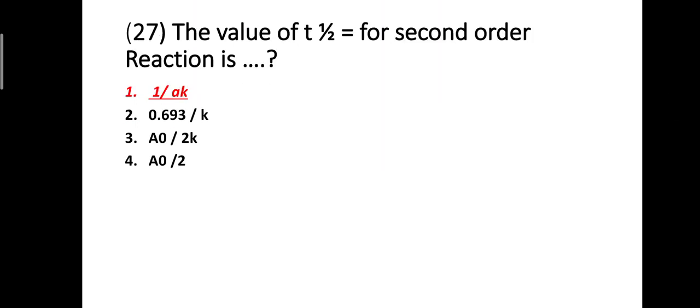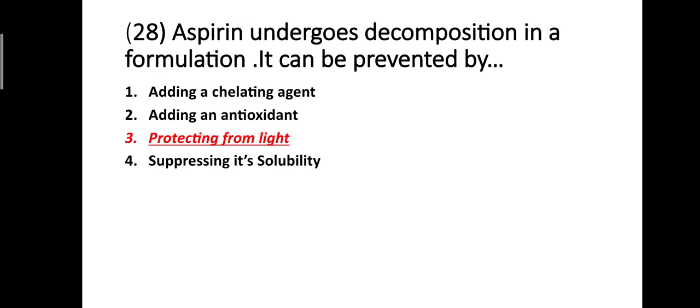Question number 27. The value of t half for a second order reaction is dash dash. Option number A, 1 upon ak. Option second, 0.693 upon k. Option 3, a0 upon 2k. And option 4, a0 upon 2. And the correct answer is option number A, 1 upon ak.